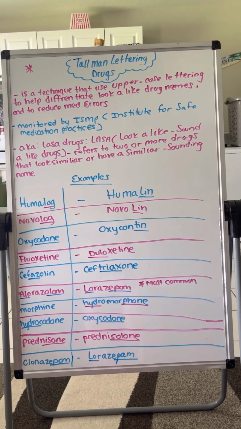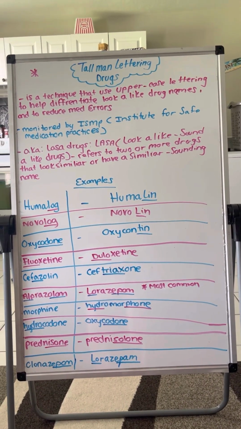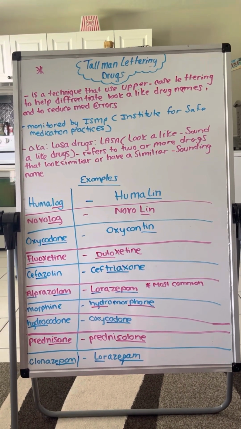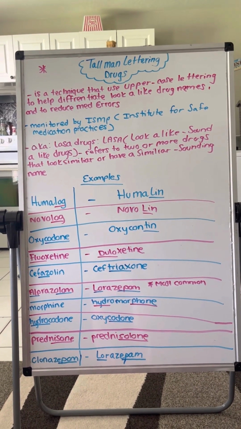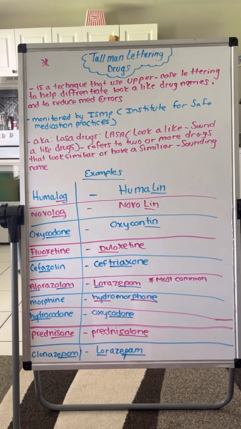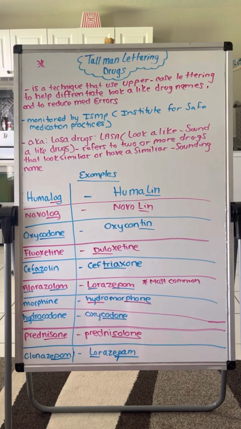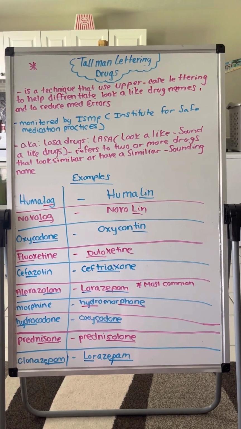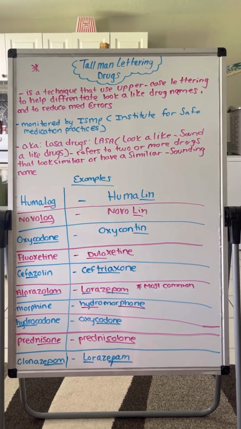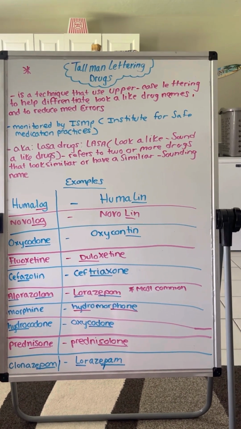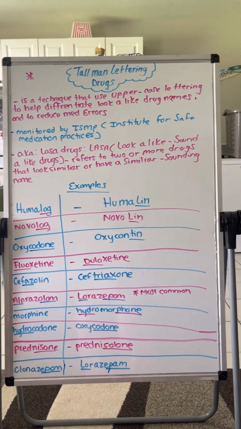So tall man lettering drugs is a technique that uses uppercase lettering to help differentiate lookalike drug names and to reduce med errors. It is monitored by the ISMP, which is the Institute for Safe Medication Practices. In layman terms, it is also known as the LASA drugs. And the LASA drugs is what you're probably going to see more often on the PTCB than tall man lettering.